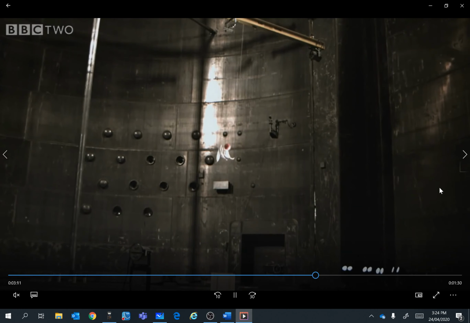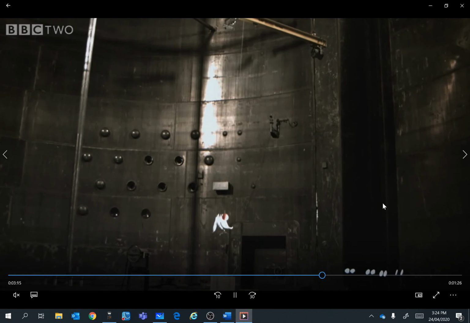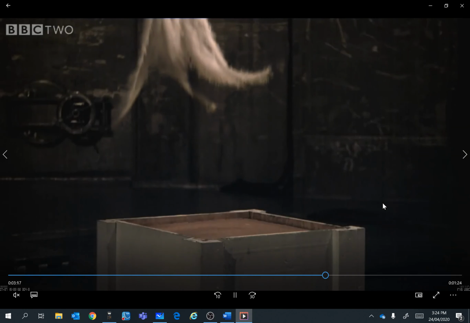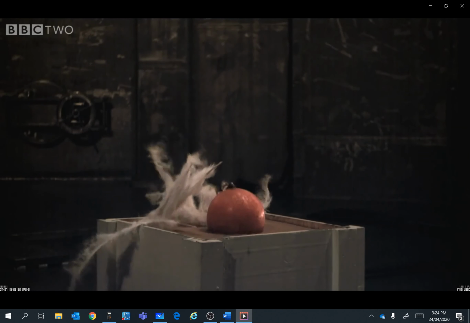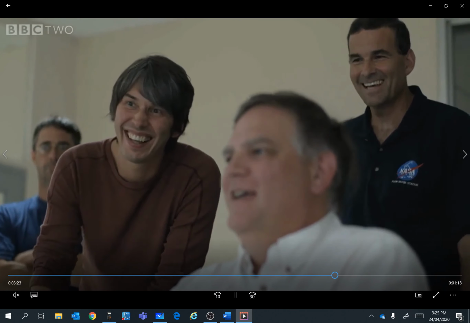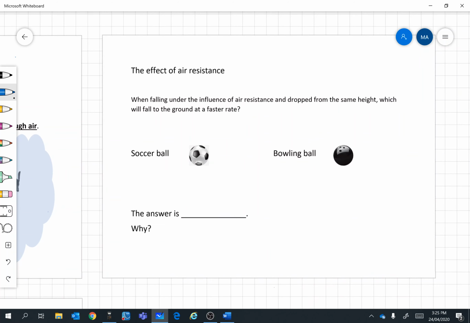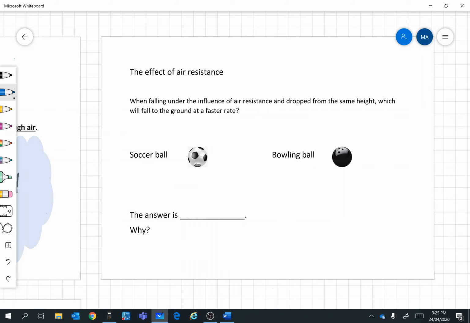So we're going to do some calculations to demonstrate how air resistance will affect lighter objects more than it does heavier objects. So let's close this up now, and just briefly talk about the forces acting on this cat, and then we'll do some calculations on a soccer ball and a bowling ball.